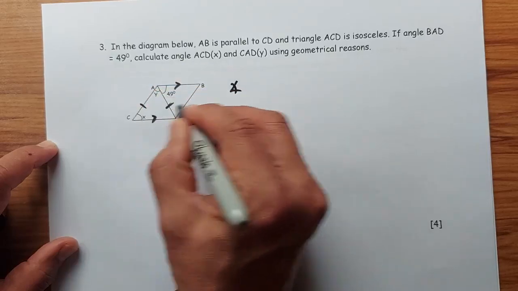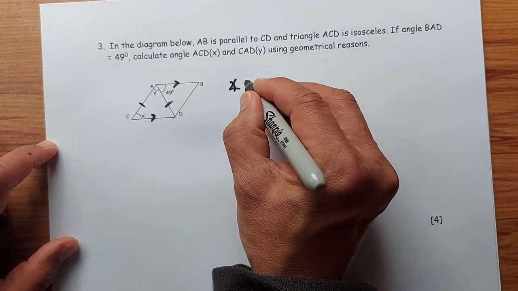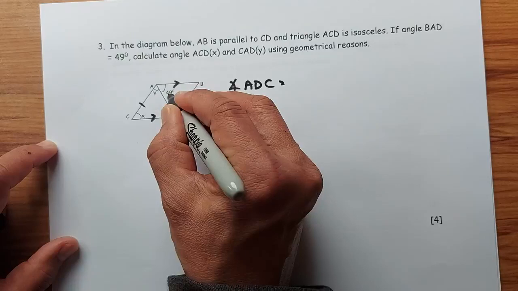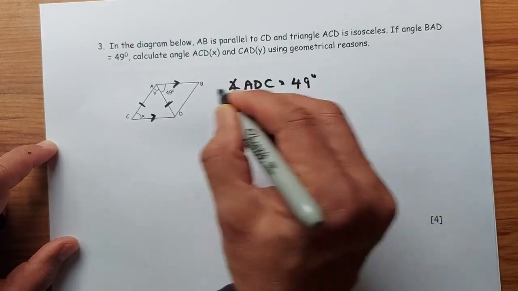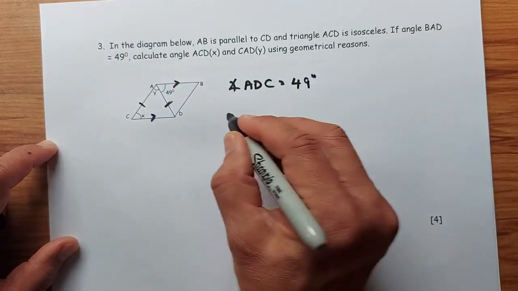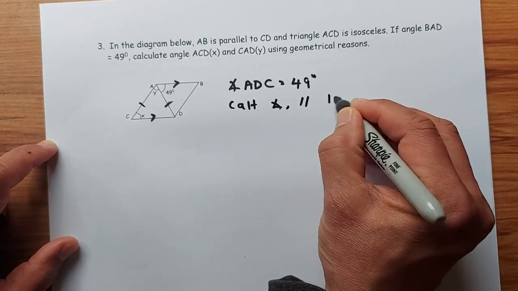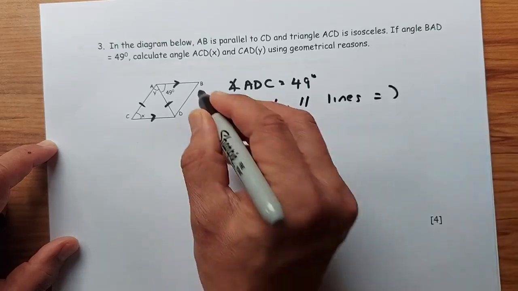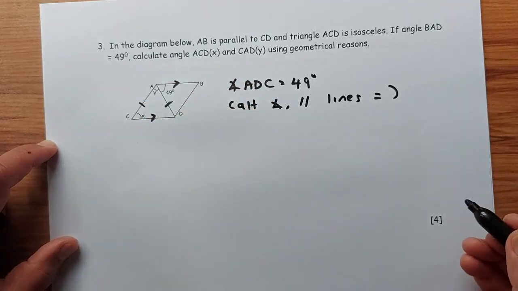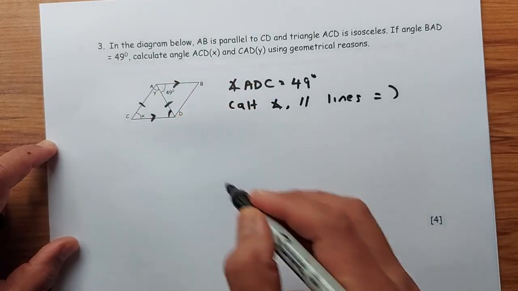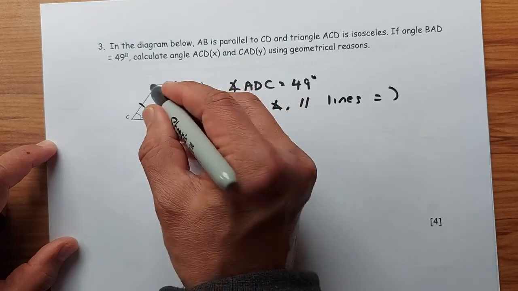Angle ADC is the same as 49 degrees because it's the letter Z. Letter Z means alternate angles on parallel lines are equal. So that angle is 49 degrees, same as angle BAD.